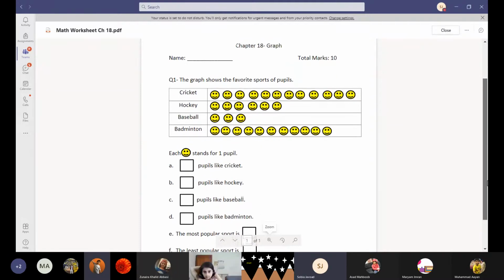Dash people like cricket. How many people like cricket? 12. Okay, let's count. 1, 2, 3, 4, 5, 6, 7, 8, 9, 10, 11, 12. Wonderful. So what do we have to write here? 12 pupils like cricket. Dash people like hockey. How many people like hockey? 6 people like hockey. 1, 2, 3, 4, 5, 6.